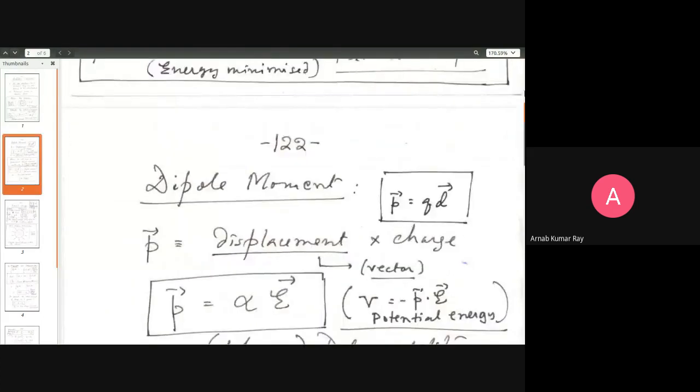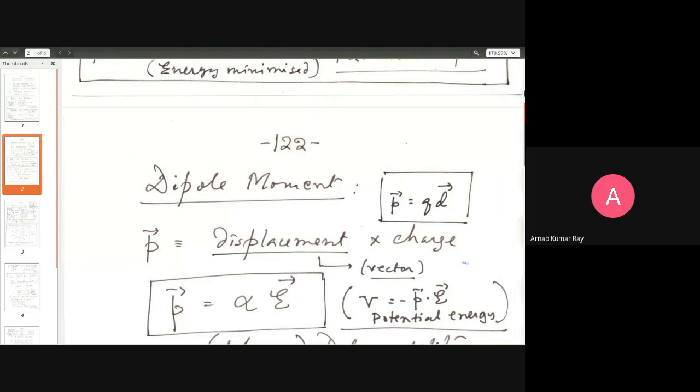So now we shall have to quantify our discussion. All of these things are to be qualitatively understood so far, but now we have to bring in some quantitative ideas. And what are the quantitative ideas? The quantitative ideas are, first, the idea of a dipole moment. What is a dipole moment? Small p, vector p, is defined as the charge.